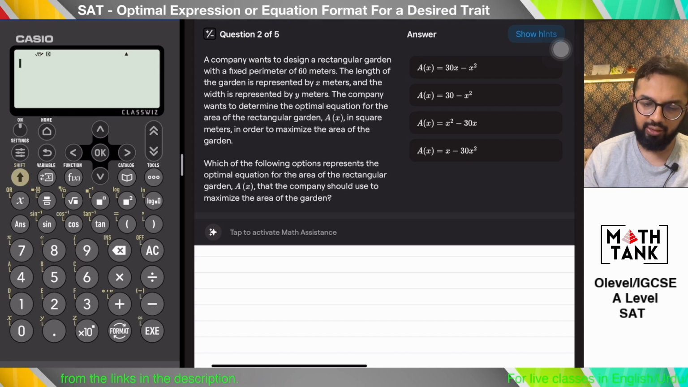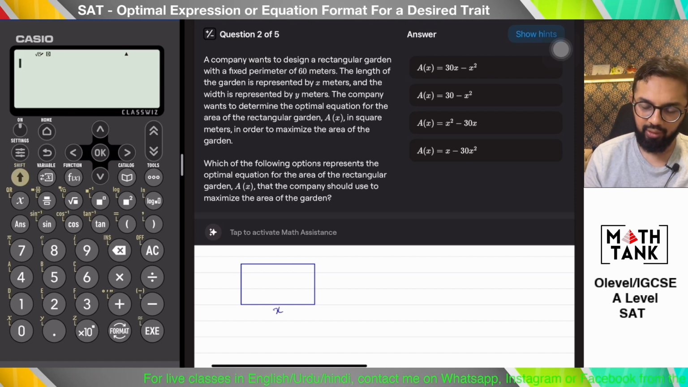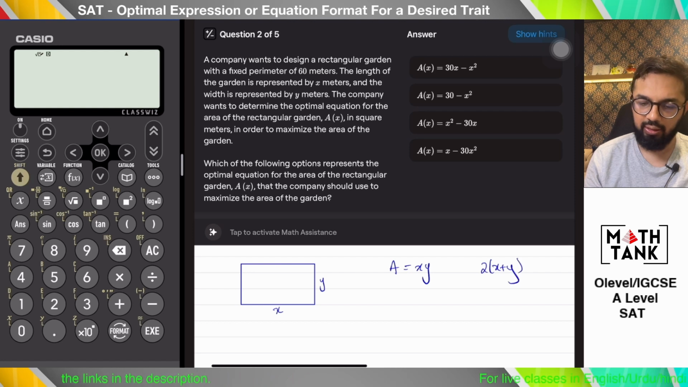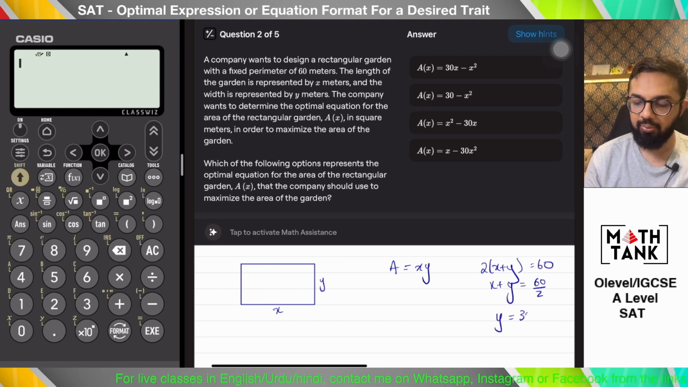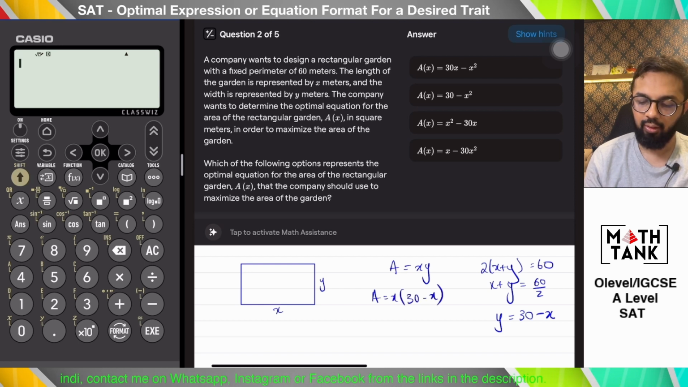A company wants to design a rectangular garden with a fixed perimeter of 60. The length of the garden is represented by X, and the width of the garden is represented by Y. The company wants to determine the optimal expression for the area. Okay, so that's X times Y, but I want it just in terms of X. So I'm going to come up with the perimeter and say that the perimeter has to be 60, therefore x plus y has to be equal to 60 divided by 2, and then y has to be 30 minus x. The area should become what? 30x minus x squared.